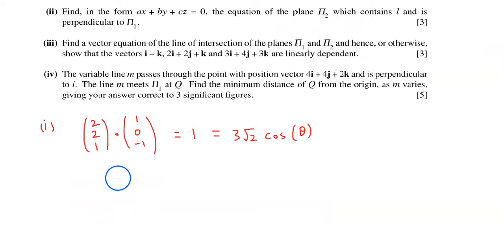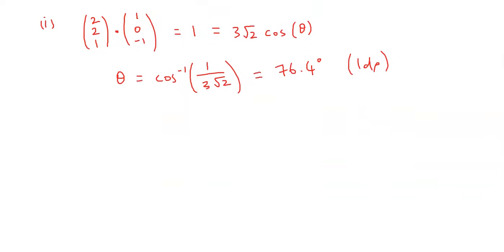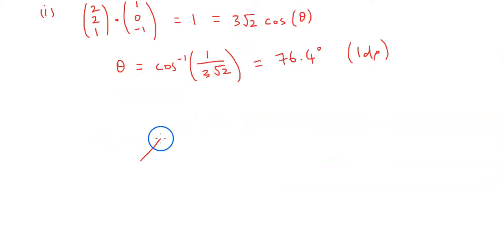And therefore we have that the angle between them is equal to cosine inverse of 1 divided by 3 square root of 2. And that's equal to 76.4 degrees to 1 decimal place. Now this isn't the final answer, you have to be a little bit careful. Let's take a look at what we just calculated.